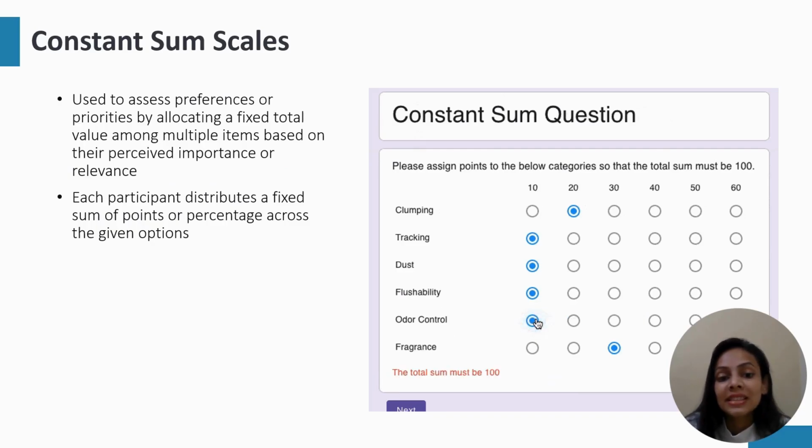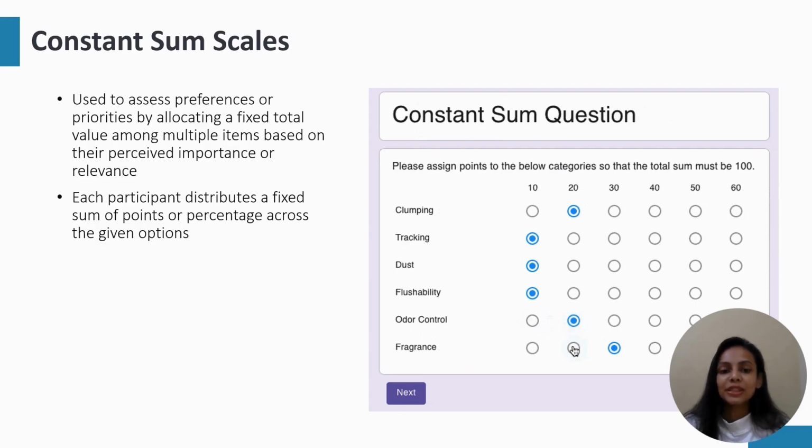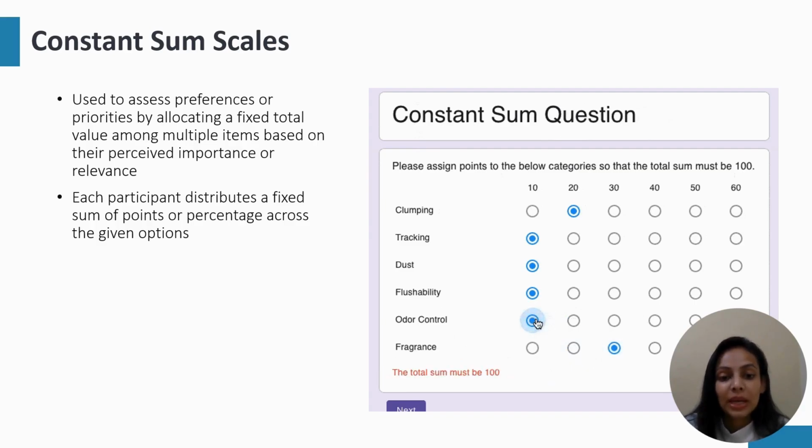Next, constant sum scaling. This is used to assess preferences or priorities by allocating a fixed total value among multiple items based on their perceived importance or relevance. Each participant distributes a fixed sum of points or percentage across the given options.